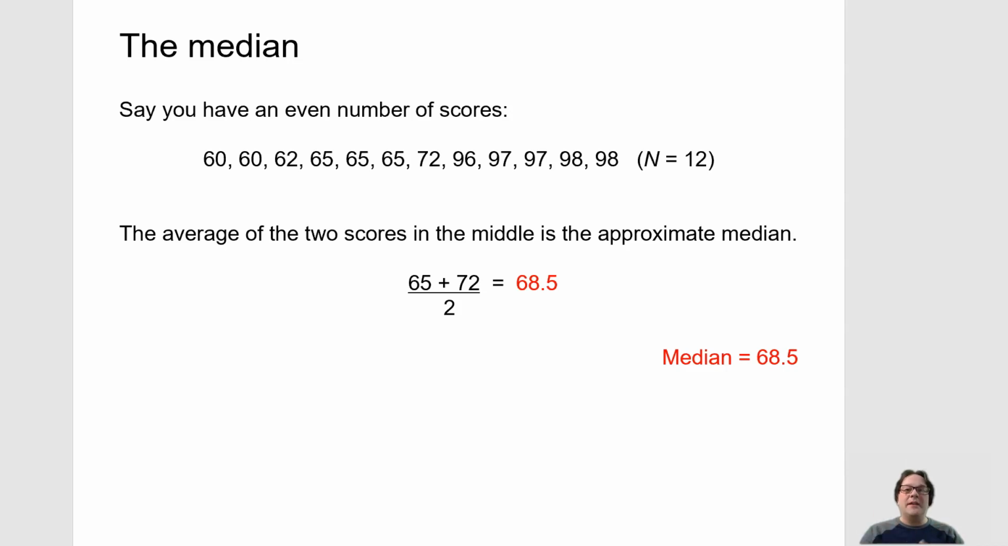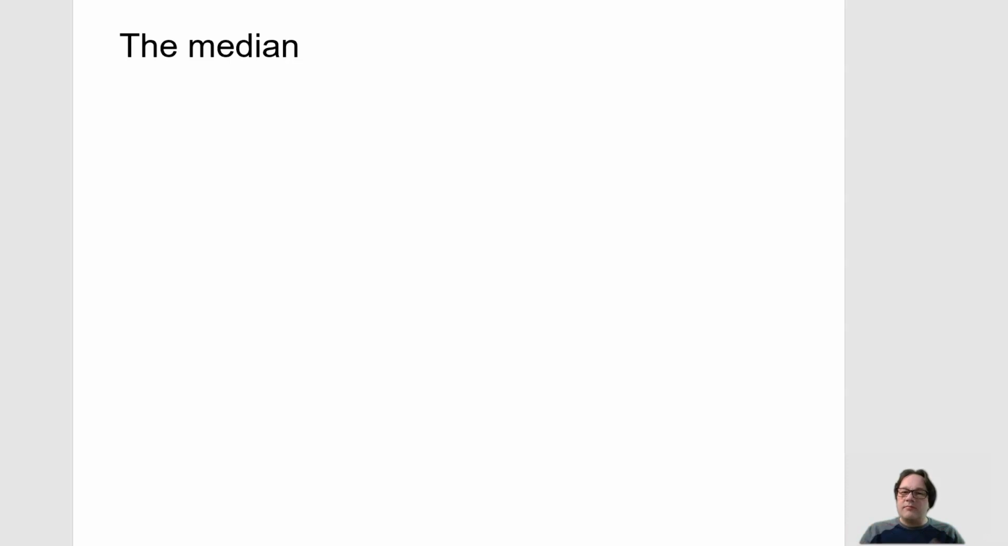So in this case, the score of 68.5 is our middlemost score. It's the median. It's the score at which half of our distribution occurs above it, and the other half of the values are below it. Okay? So again, just another step, but a pretty easy one to calculate the median when you have an even number of scores in your distribution.